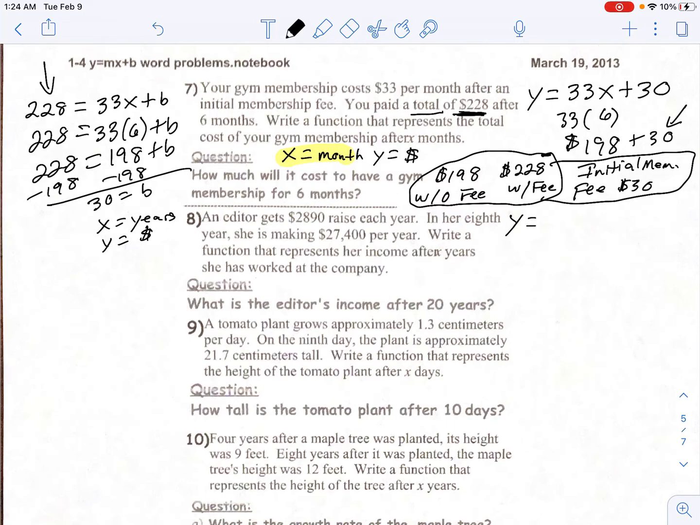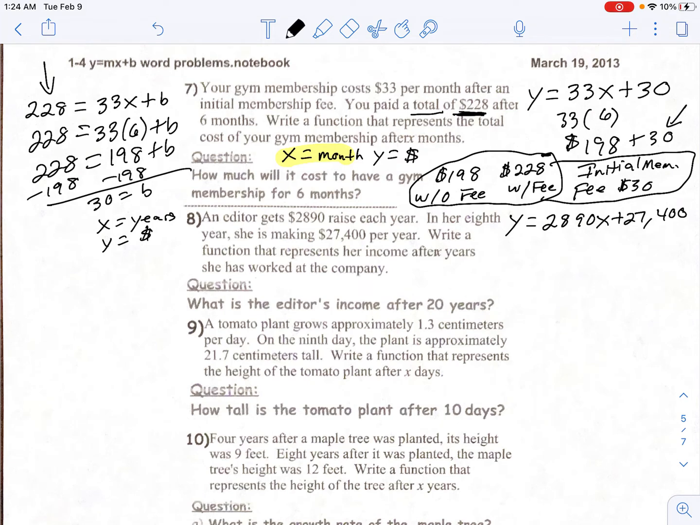So she gets a raise each year. She's making $27,400. I know it says per year, but they're just trying to throw you off on this one. That is her base salary in her 8th year. That's where this whole entire problem is starting. It's starting in her 8th year because it says in her 8th year, she's making this much money per year. Well, duh, that's the amount of money that she's currently making. So her raise is the rate, and the amount of money that she's currently making is your initial value.